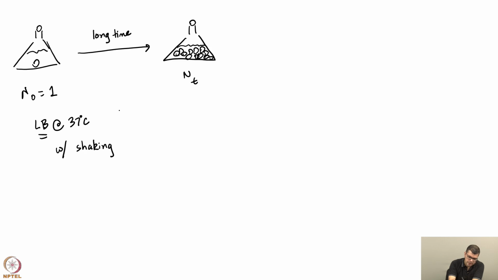these are conditions which are very favorable for growth of bacteria, and the typical density that the bacterial population can reach under these conditions is 10 to the power 9 cells per milliliter of this flask.